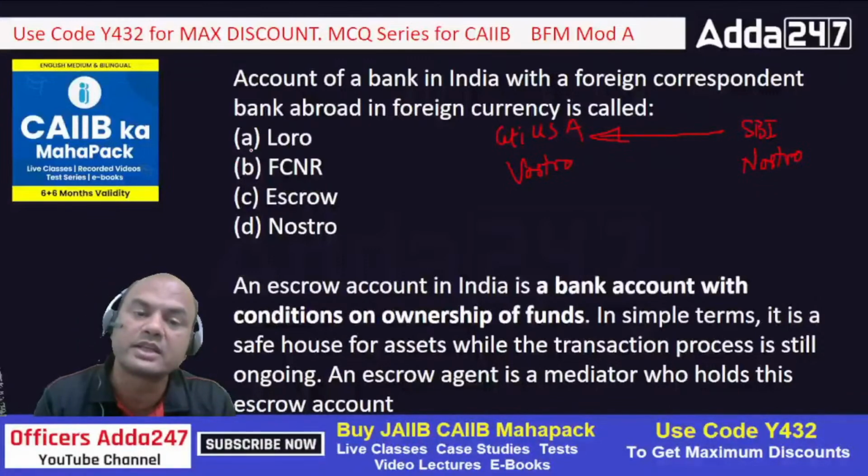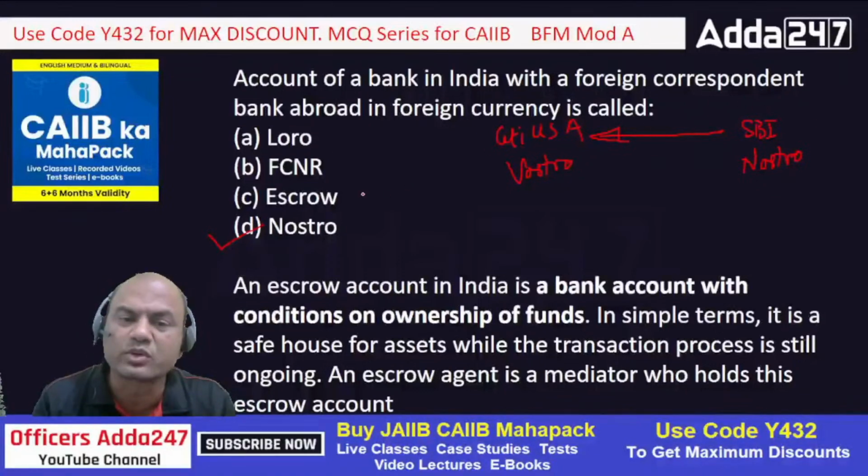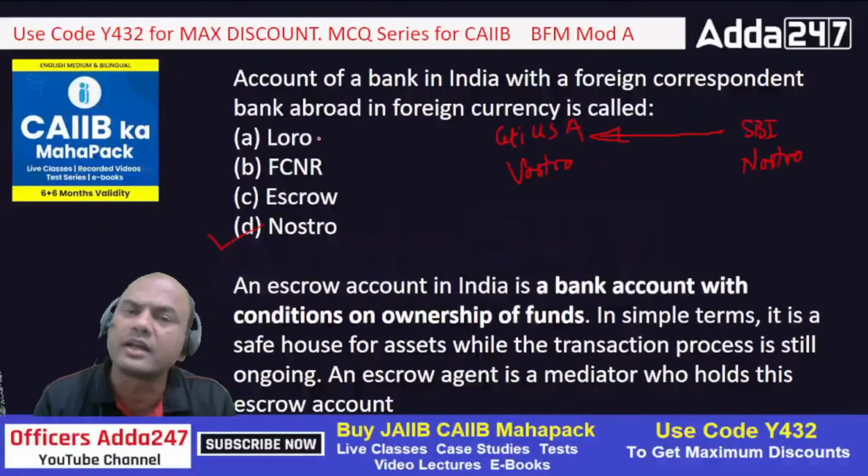So what will this be called as? Loro, FCNR, Escrow and Nostro. So what is this? It is called as Nostro in the books of SBI. But what is this escrow you are talking? Loro, you know what is Loro? Loro is just an arrangement. Understand this, Loro is not an account actually.